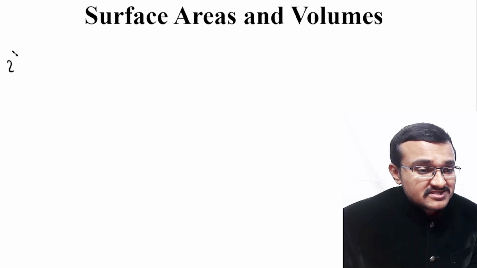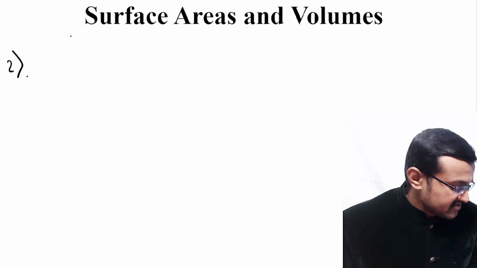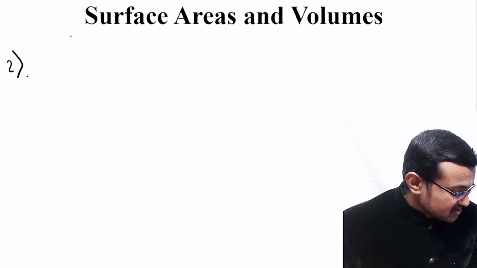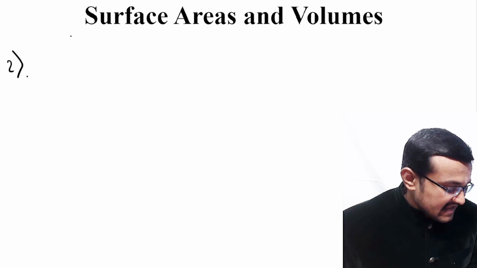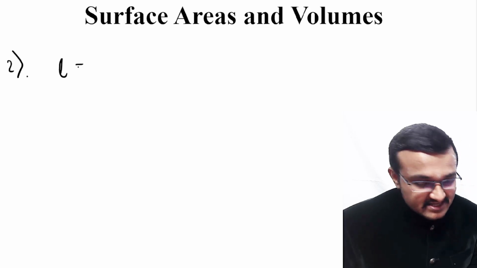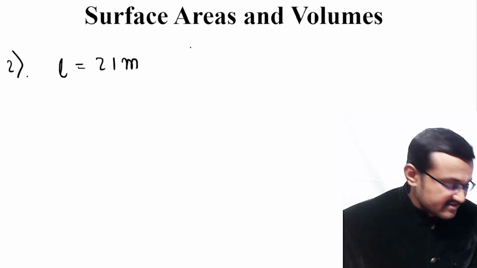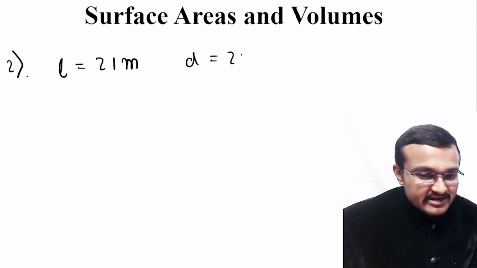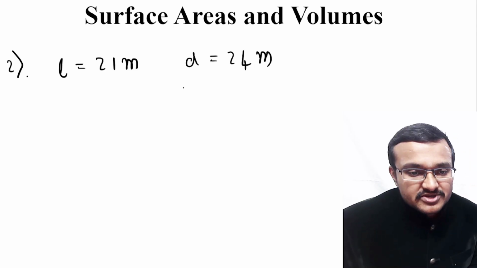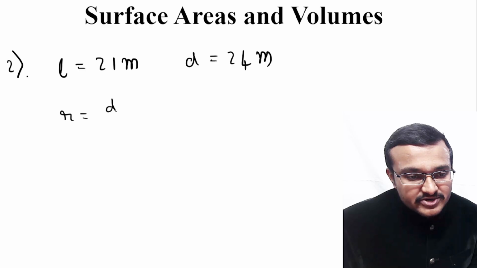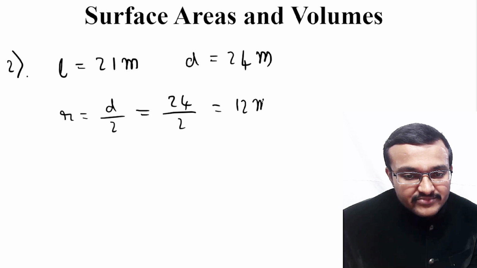Now we will move into the second question in this exercise 11.1. In the second question, you have to find out the total surface area of a cone. Its slant height they have given, that is equal to 21 meter, and the diameter is given. The diameter is 24 meter. Here also you have to find out the radius. So radius is equal to d by 2. So d is 24 by 2, that is 12 meter.